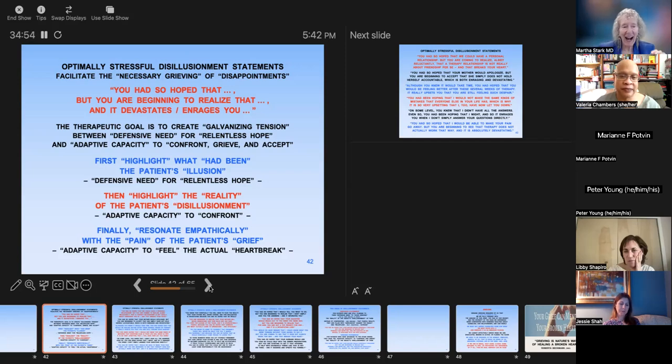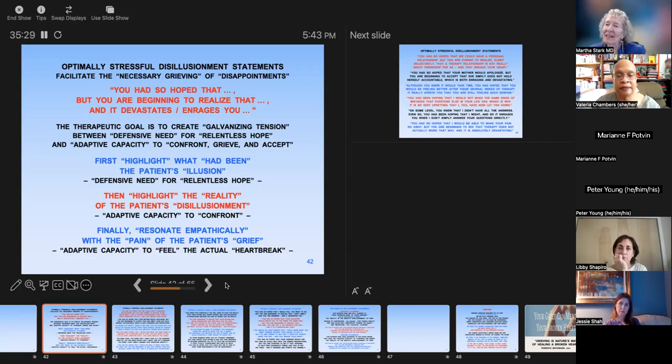Then highlight the reality of the patient's disillusionment. So when you highlight and name the defensive need, patients say, I had thought, I had hoped that you would answer my questions. I had hoped my mother would eventually apologize. And they grant that, yeah, okay. It eases their anxiety. Yeah, that's true. Now, adaptive capacity. Now you're appealing to the healthier part of them that's going to make them more anxious, but you're doing both. You're both easing their anxiety and then increasing it, easing, increasing.